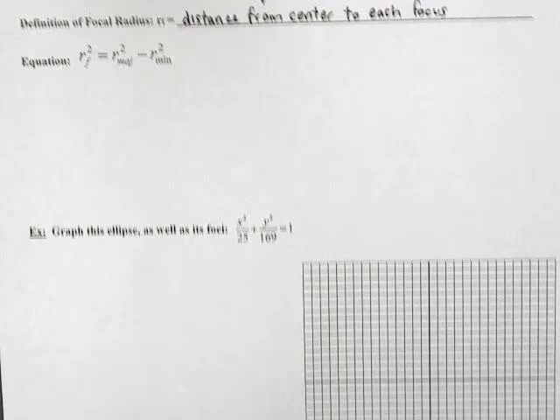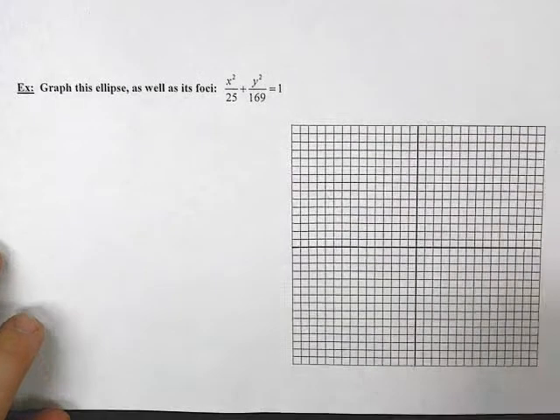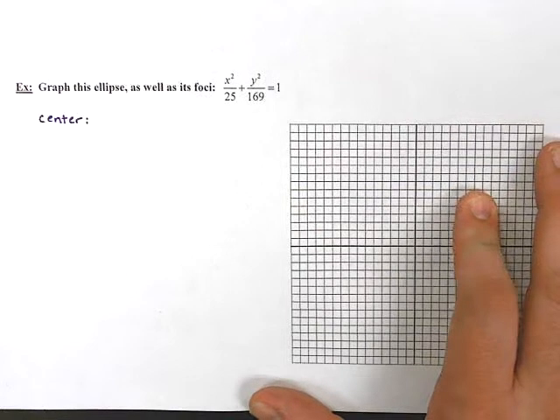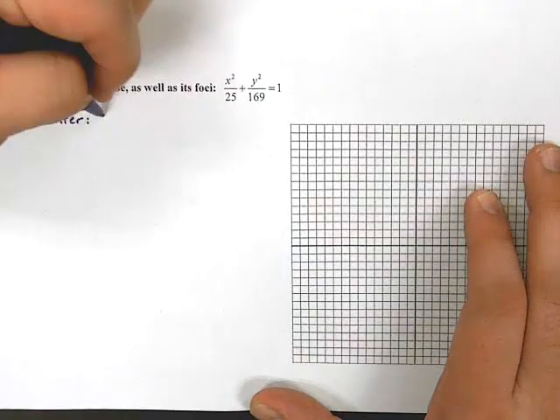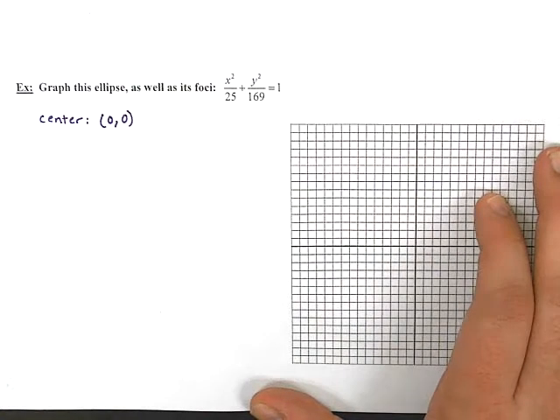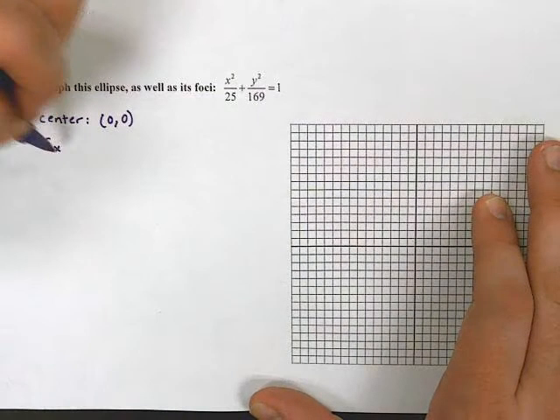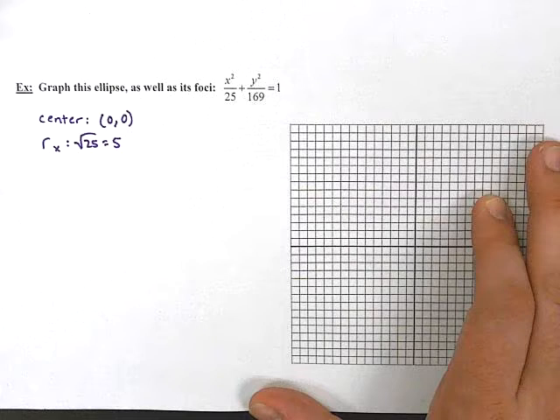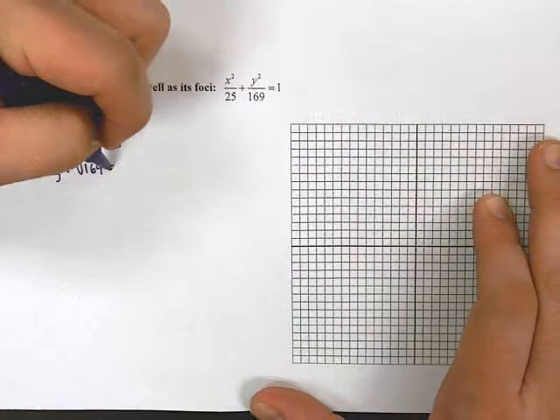So here we go. Graph this ellipse as well as its foci. A couple of things we need to remember. To graph we need a center. Our center, because there is nothing being added to x or y, or subtracted for that matter, we know we're going to be at 0, 0. We also know that because 25 is under x squared, we can get r sub x. R sub x is the square root of 25, or 5. R sub y, then, is the square root of 169, which is 13.